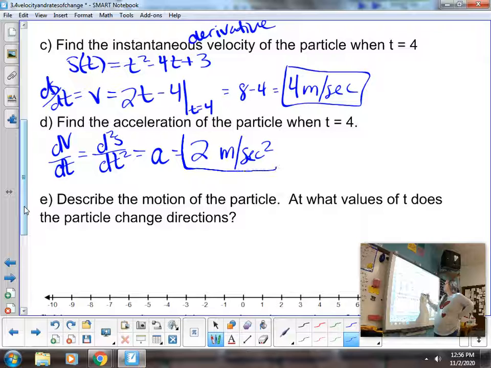So it actually doesn't matter where we're at. I know this says at t equals 4, but there's nowhere to plug in the 4, so your acceleration is just going to be 2.